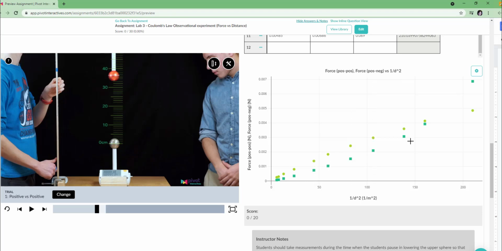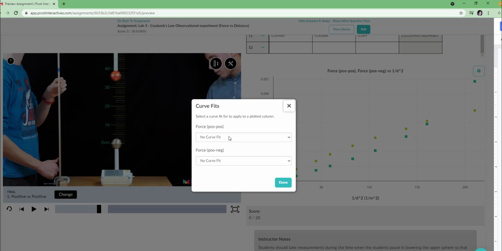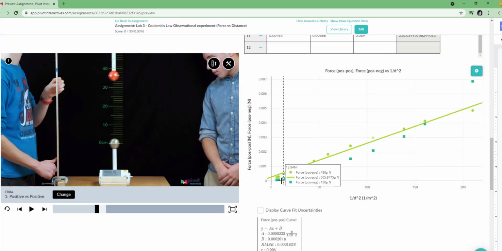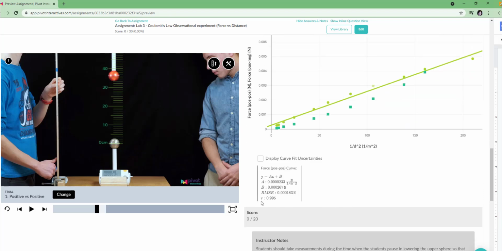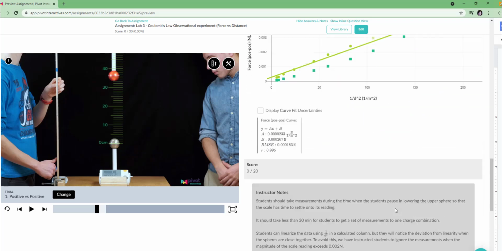You can figure out if it's linear by inserting a curve fit. So for the positive, if I insert a linear function, I should see that the r value is close to 1, which means that most of the points lie on that graph. So it is indeed a linear function, and that means that F is proportional to 1 over d squared.